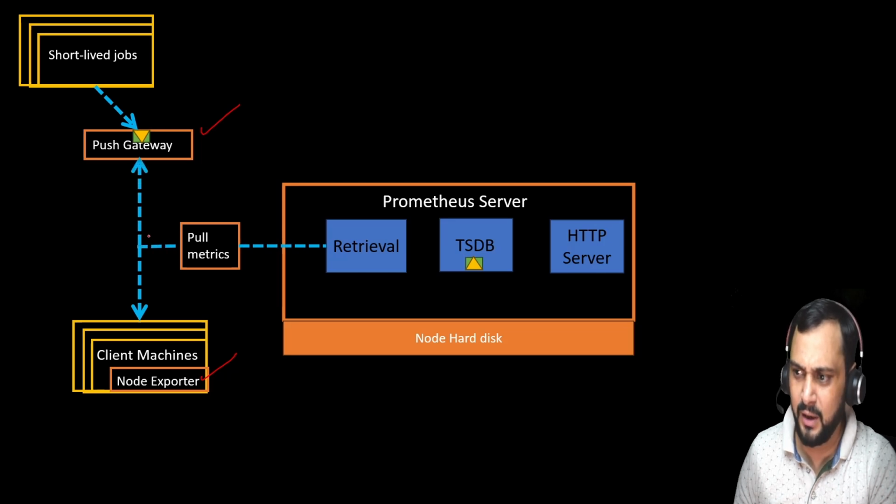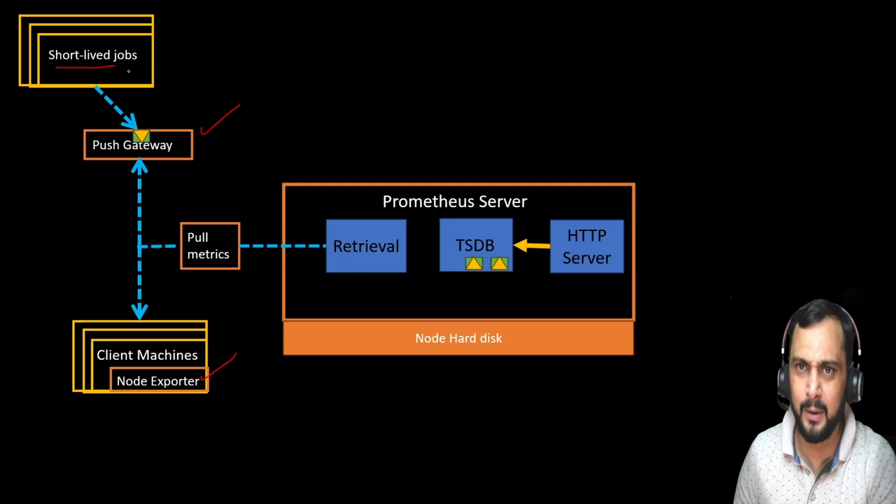Now from the push gateway, our Prometheus server will pull the data. Remember one thing, it may be asked as an interview question also: the Prometheus server will pull the data from the push gateway. But in the push gateway, the short-lived jobs or other VMs or other end users forward or push the data to the push gateway. From the push gateway, we pull the data. Okay, I hope it is clear now.